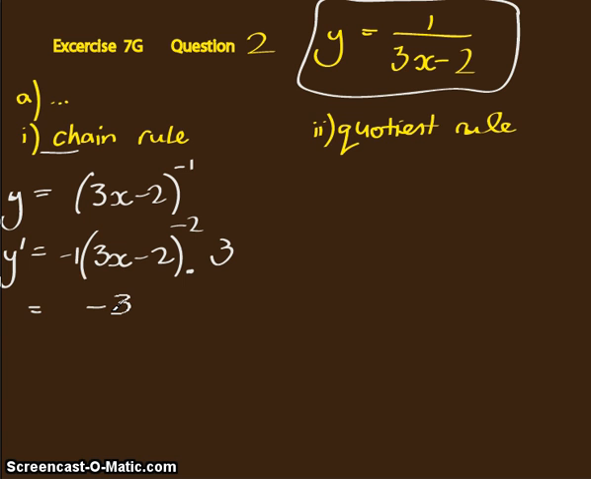We get minus 3, and then I'm going to put this back to a fraction. The minus means on the bottom of the fraction, 3x minus 2 squared. That's using the chain rule.